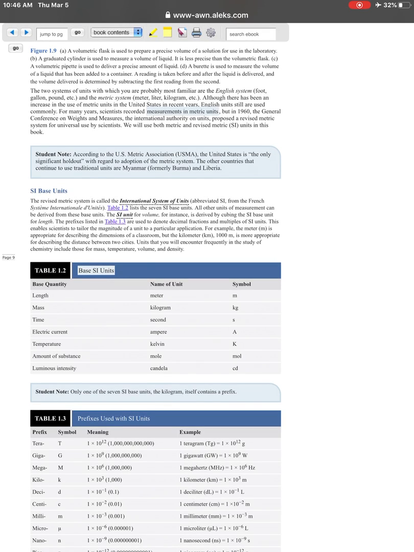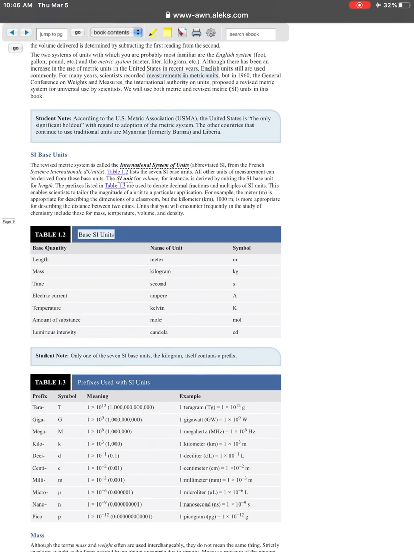So in table 1.2, there is a list of what are called the SI, the International System, base units. These are the 7 base units that are used in the sciences. All other units that we have are derived from these 7. So for example, the first one there is called length, and the unit is called the meter, and the symbol for the meter is a lowercase m, so length, meter.